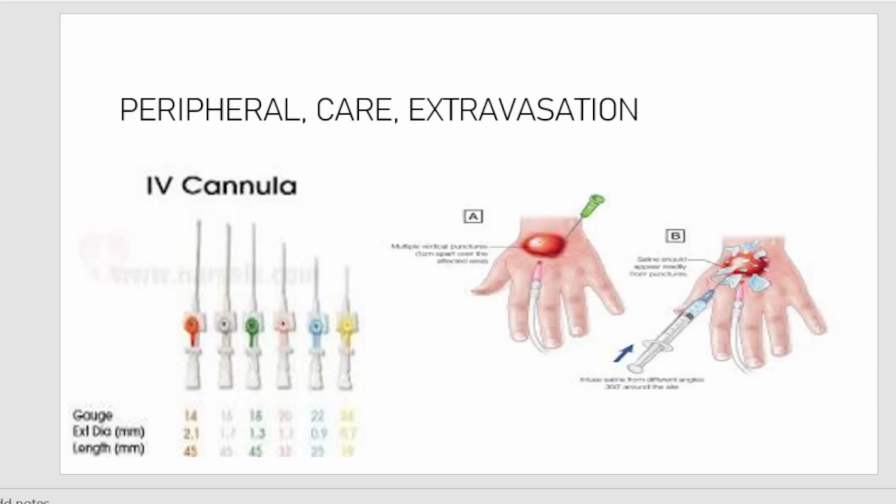Next one is peripheral catheter, peripheral cannulation. In peripheral cannula, we already know we have to know the different cannula sizes, and the gauge will be there starting from 14, 16, 18, 20, 20 to 24. And color codings also we have to know before the examination. And extravasation and phlebitis also we have to know.